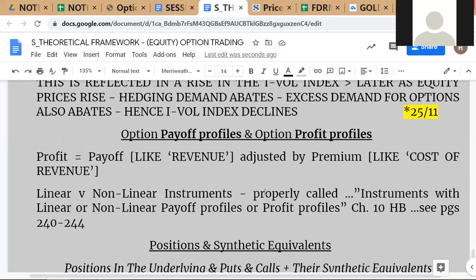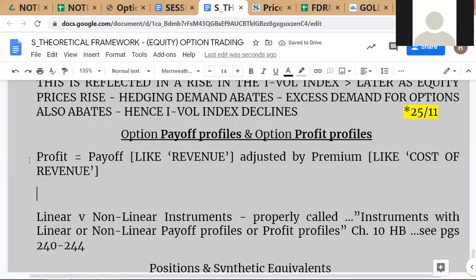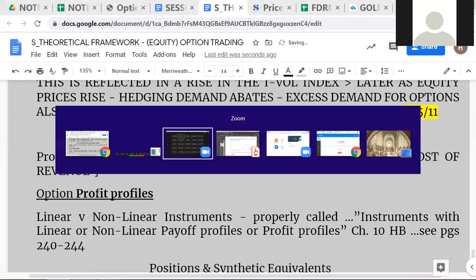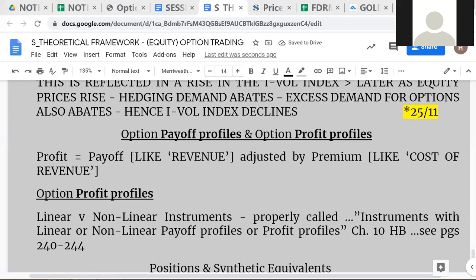So the first thing is, we'll look at some payoff diagrams, okay? Actually, we'll first look at some profit diagrams, not payoff diagrams, option profit profiles. You can see the option profit profiles here. I'm referring to the Hull book. Okay, this is a bit of a problem, this thing that is hanging around here. But anyway, you can see it here, this kind of an option profit profile.